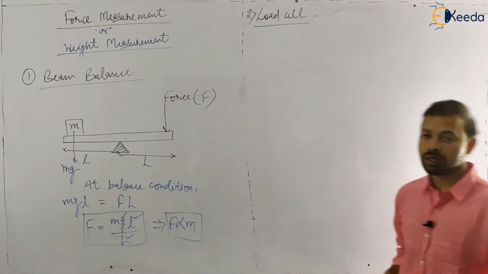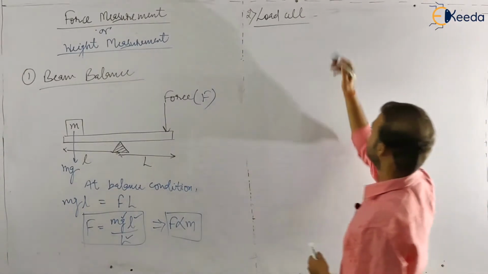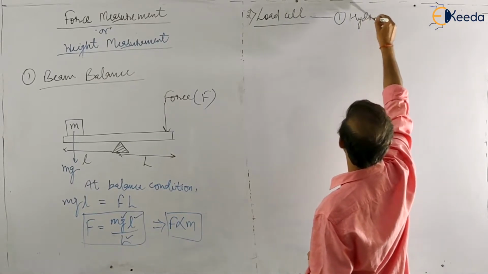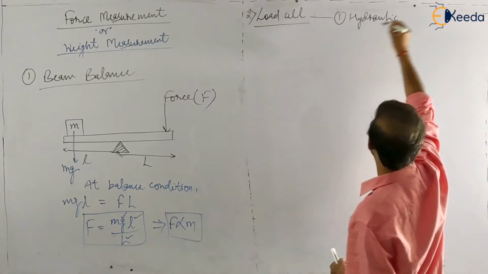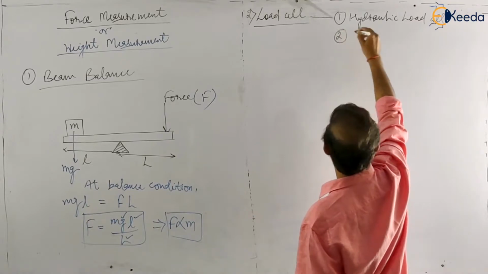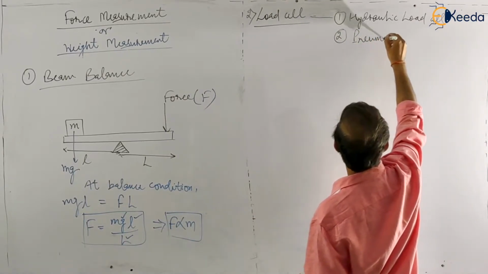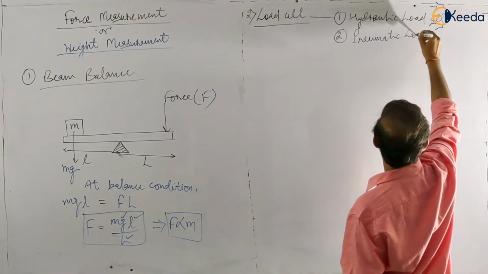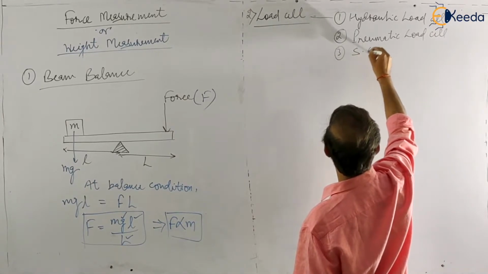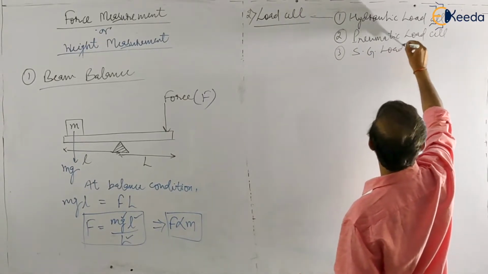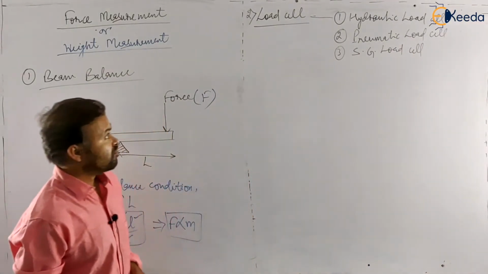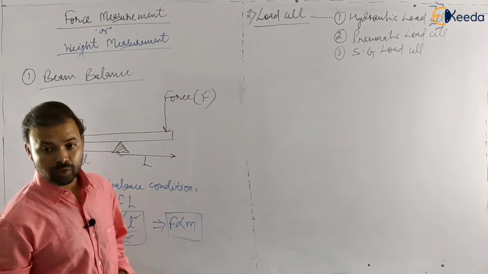load cell. Okay. So as we discussed, there are three types of load cells, and those are hydraulic type, hydraulic load cell, pneumatic load cell, and the third one is strain gauge type load cell. Now, first let us consider the hydraulic load cell.